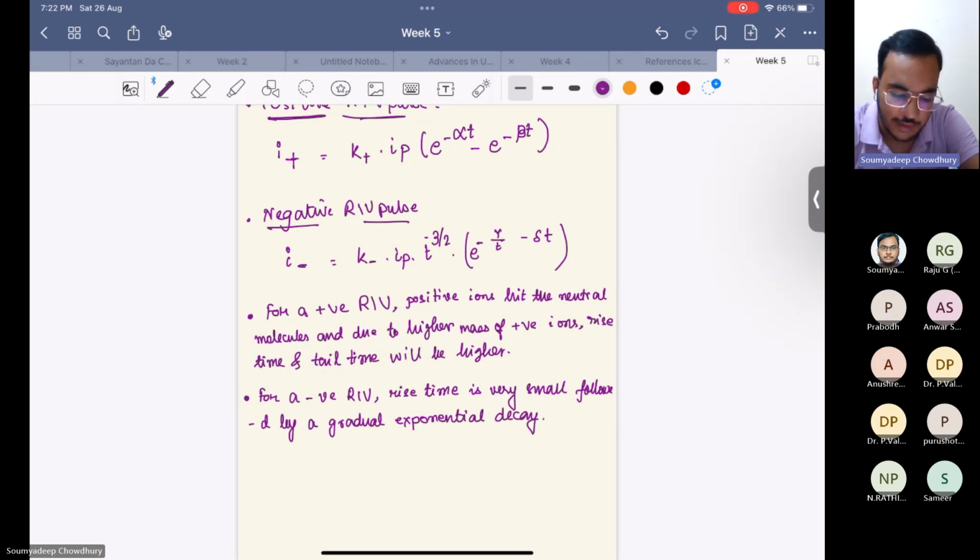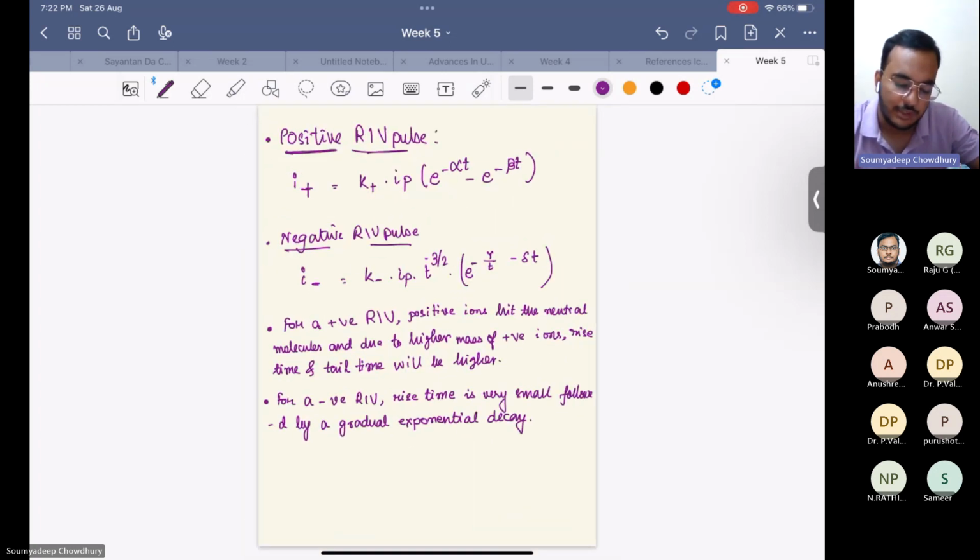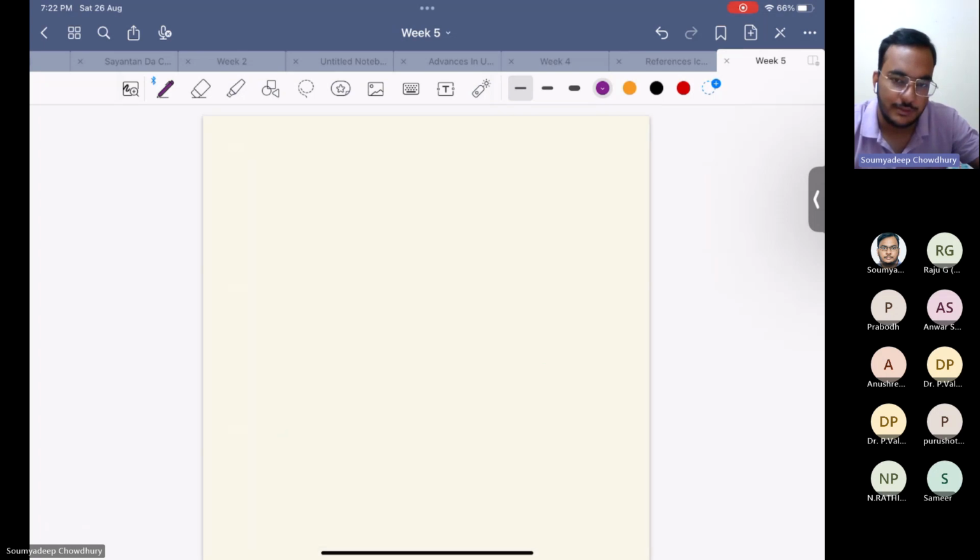And hence our transmission line should not generate any kind of RIV, or even if it generates, that should be within our controllable limits. And for that, we need a specialized circuitry, a specialized network, which can measure this RIV. So next, we will be looking into the circuit for RIV measurement.